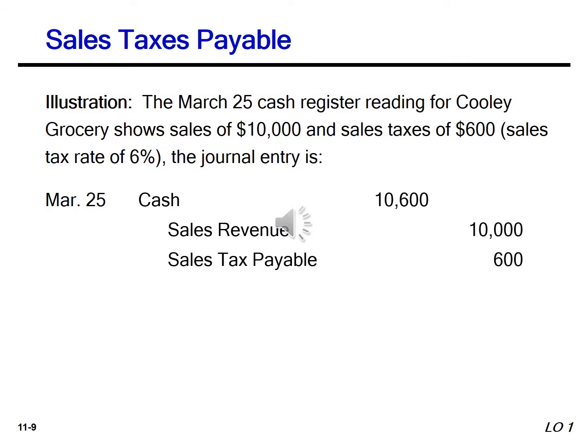Here's a quick illustration. The March 25th cash register reading for Cooley Grocery shows sales of $10,000 and sales taxes of $600 based on the sales tax rate of 6%. So the journal entry is cash debit 10,600 and we credit sales revenue 10,000 and credit sales tax payable for 600.